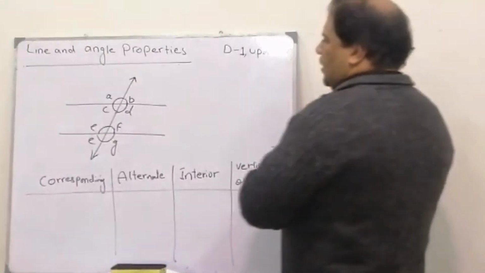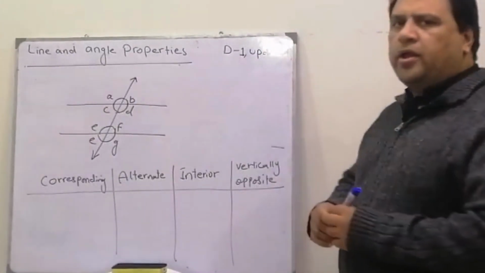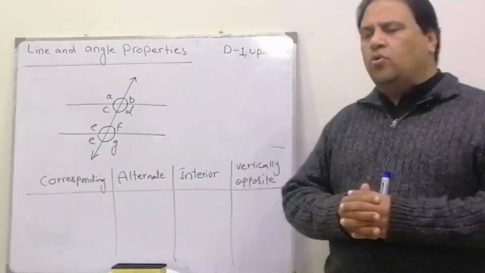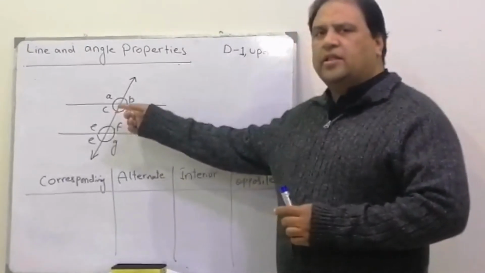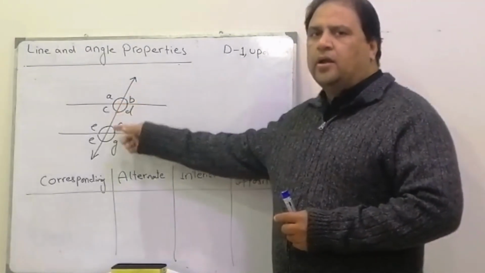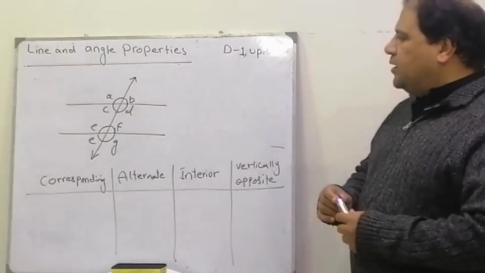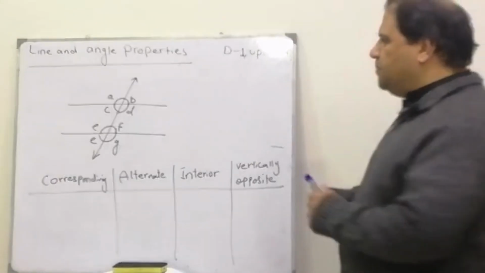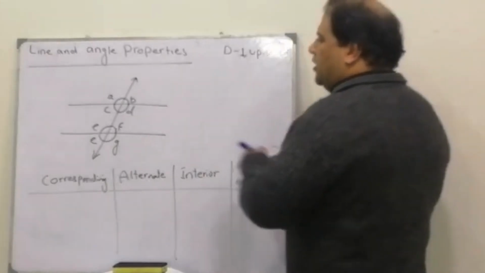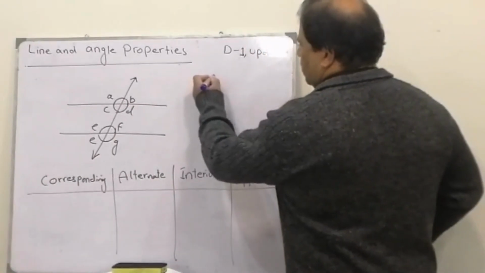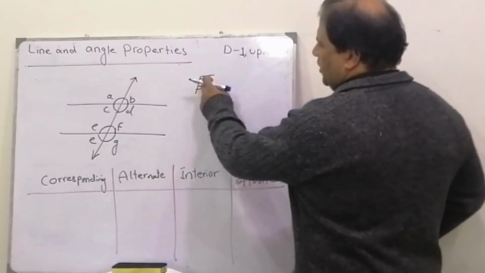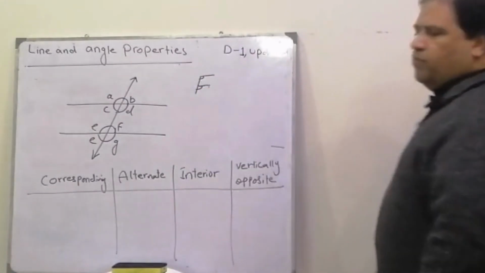For example, let's start with the corresponding angle. Corresponding angles are those angles which are exactly at the same place on different intersections, because you can see that the line is intersecting the two lines. So there are two different intersections, one at the upper line and one at the lower line. The angles formed exactly at the same place are known as corresponding angles. Or we can just relate it with the letter F. If one angle is over here and one angle is over here, they both are exactly at the same place of both intersections.